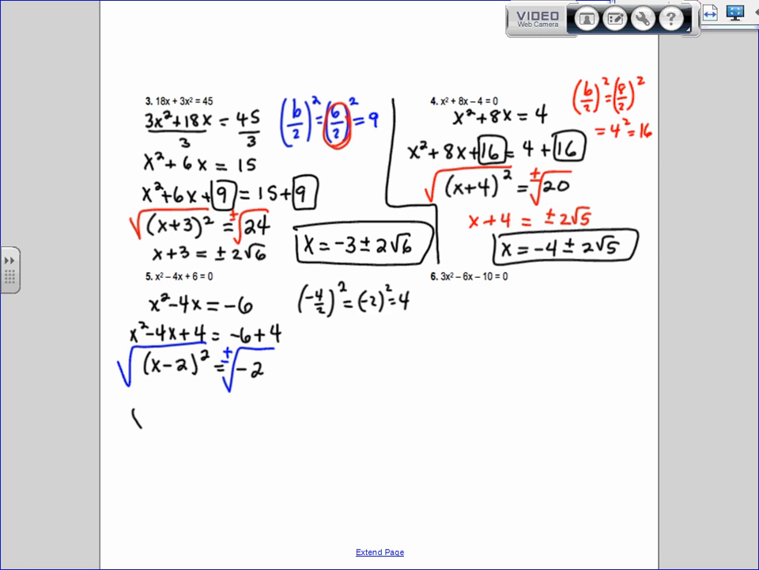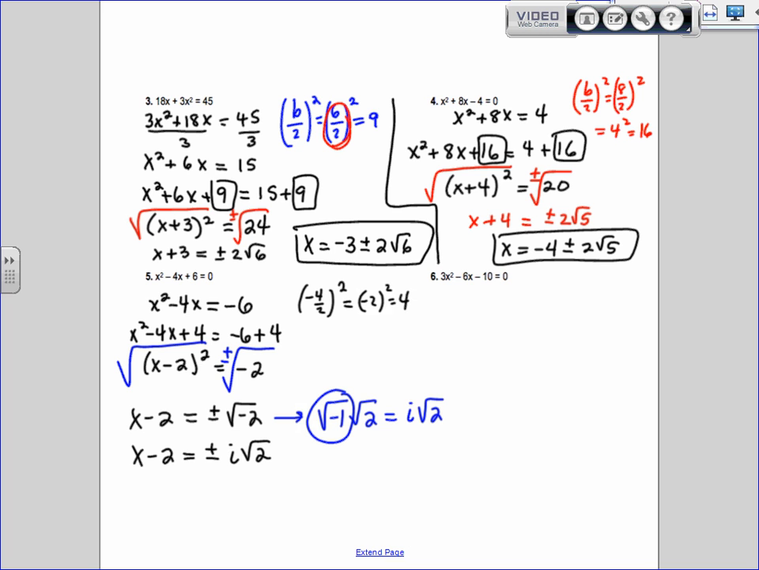So on the left, we do get x minus 2. But on the right, we have plus or minus the square root of negative 2. And we're like, square root of negative 2. So remember, if you have a negative under a square root, I want you to think of it as the square root of negative 1 times the square root of 2. Because the square root of negative 1 is i. So we get i root 2. So we have x minus 2 equals plus or minus i root 2.